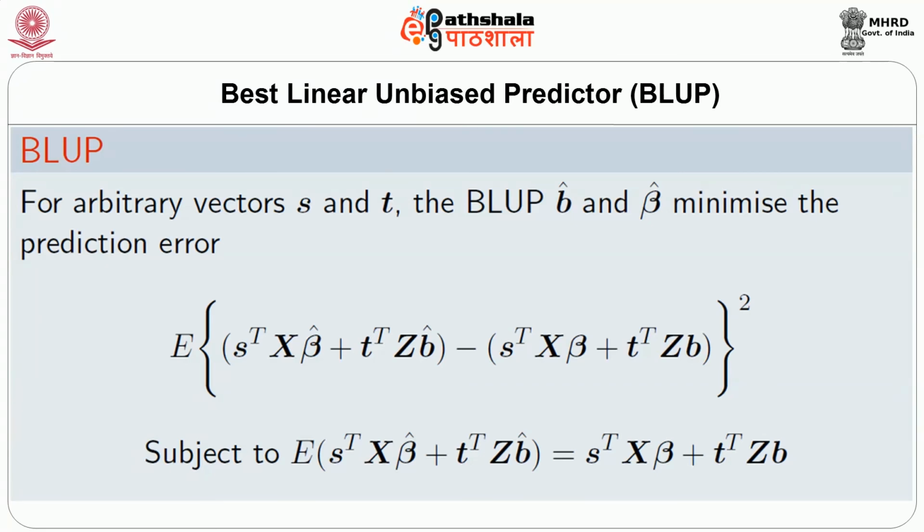That is, the expectation of s transpose X beta hat plus t transpose Z b hat minus s transpose X beta plus t transpose Z b. So, we are searching for the quantities beta hat and b hat which minimize the form as I just said, subject to the unbiasedness condition, that is, the expectation of s transpose X beta hat plus t transpose Z b hat equals s transpose X beta plus t transpose Z b.